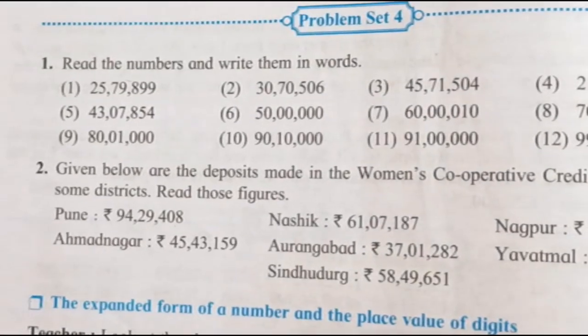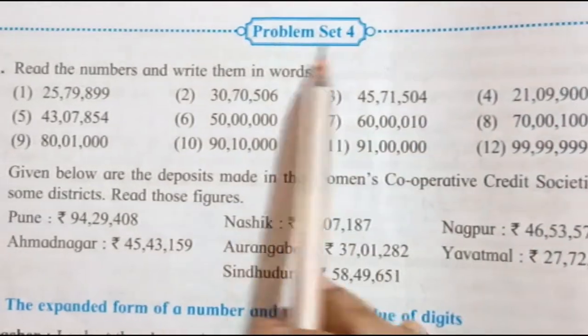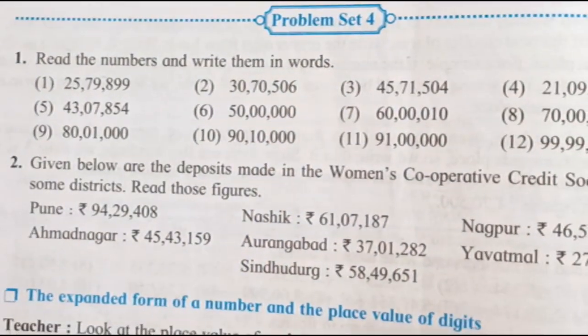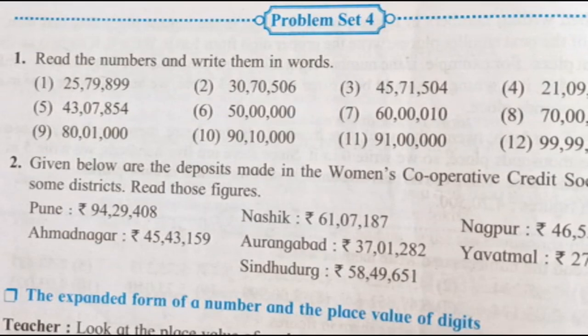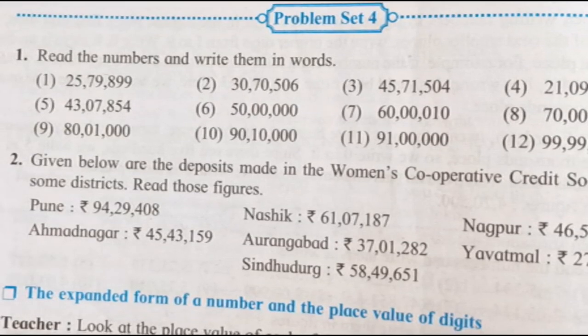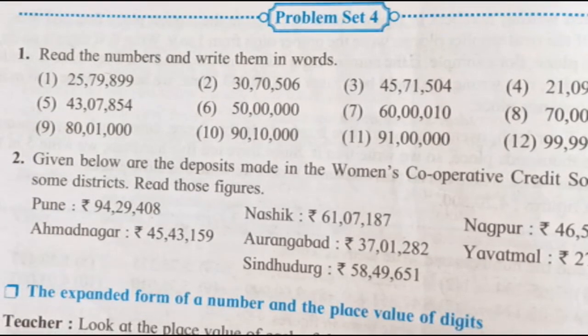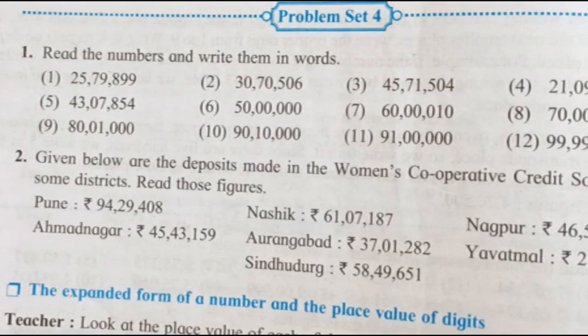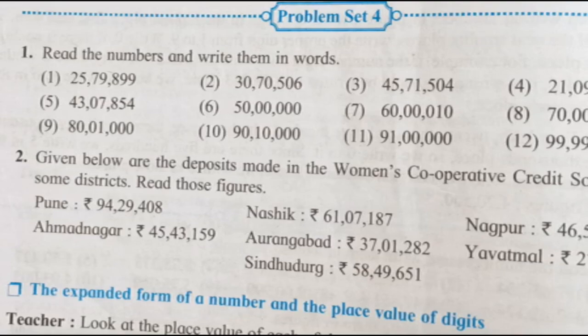Now students, in your textbook you will open page number 6 where this problem set 4 is mentioned, and also you will open your combined book page number 56. Both the books you will open, and I will explain in the combined book itself, that is, page number 56. Everybody open the combined book page number 56.